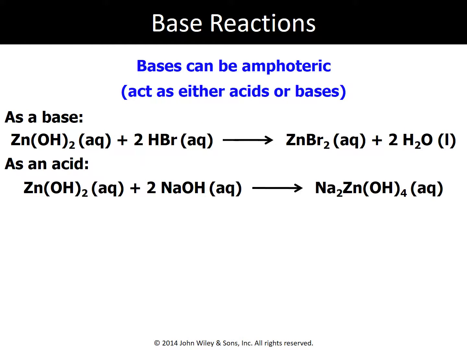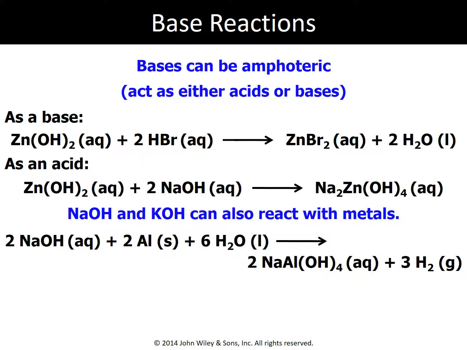Our bases actually can be something called amphoteric, which means they have the ability to act as an acid or a base, depending on whether or not they're accepting or donating a hydrogen. These are some more quick reactions looking at it as a base. What it ends up doing is giving its hydrogen away, creating water. And then also as an acid, we can see that it ends up taking on an OH group and expanding on how many it has. So we have a sodium zinc hydroxide solution.